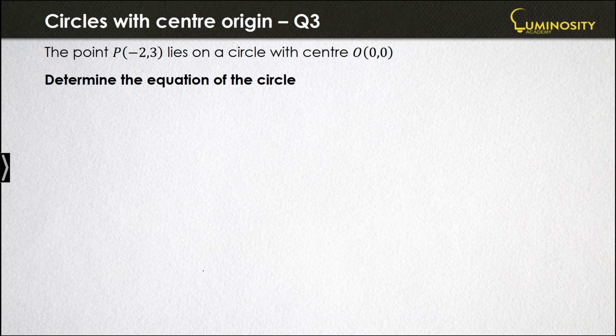Let's have a look at question 3. We're given the point P, negative 2, 3, lies on a circle with center, origin. Determine the equation of the circle.